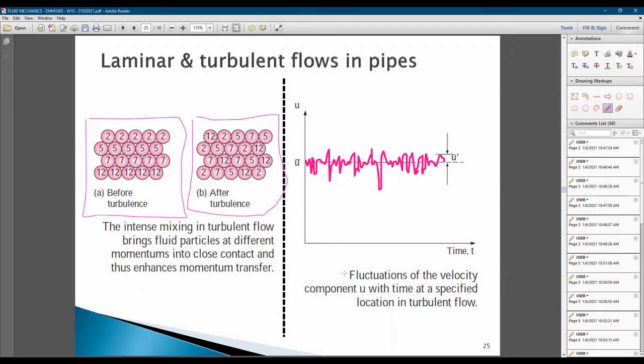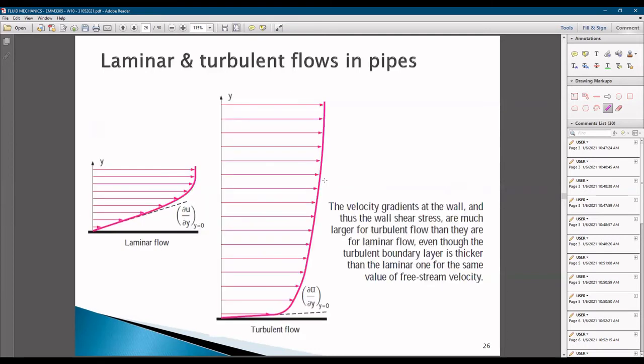This shows the fluctuation of the velocity component u, on this axis, with time at a specified location in turbulent flow. If you are measuring it over time, this is what you can see: there are fluctuations of the velocity. Therefore, when this is happening, it's most likely that the flow is turbulent and mixing is happening.